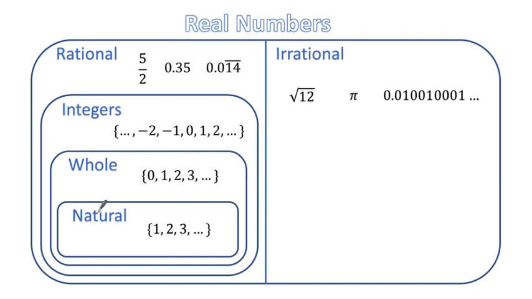If we start by looking at our natural numbers, right here, we could see that our natural numbers are our counting numbers. So for example, if I wanted to count how many fingers I had up, I would start with 1, 2, 3, and so on.